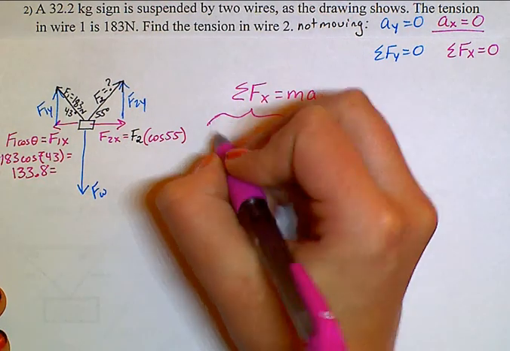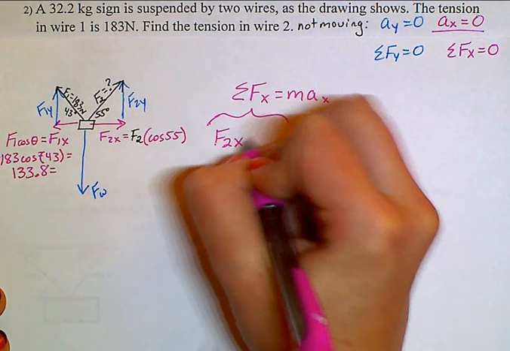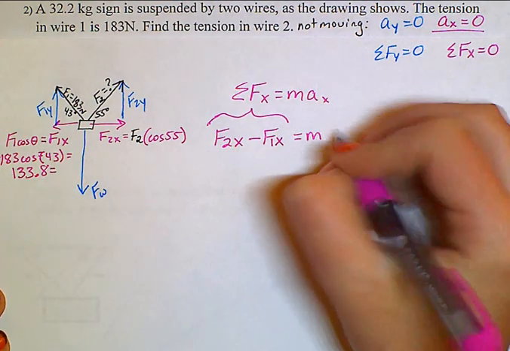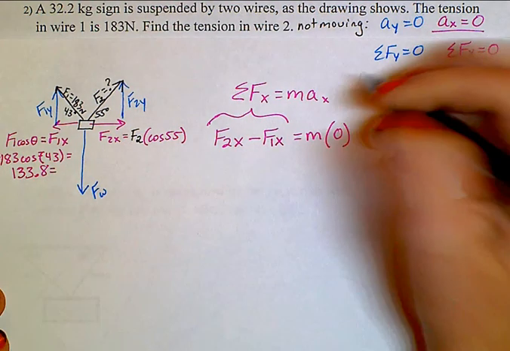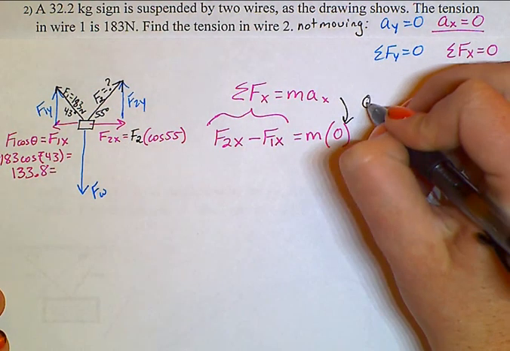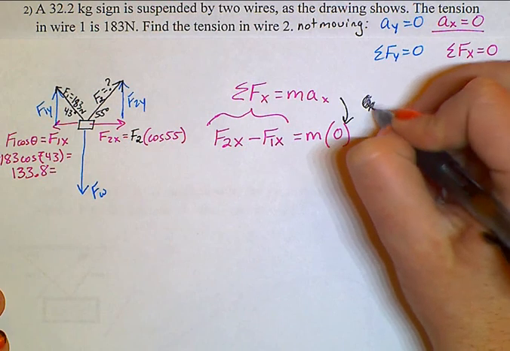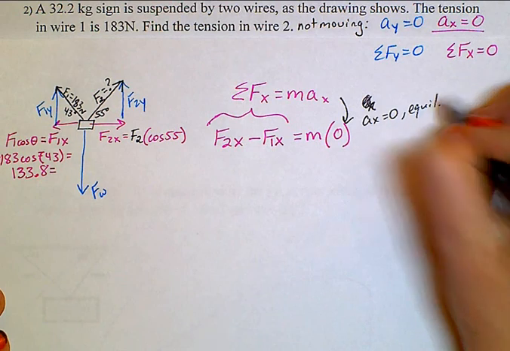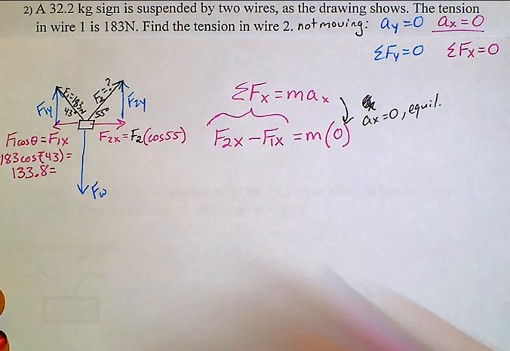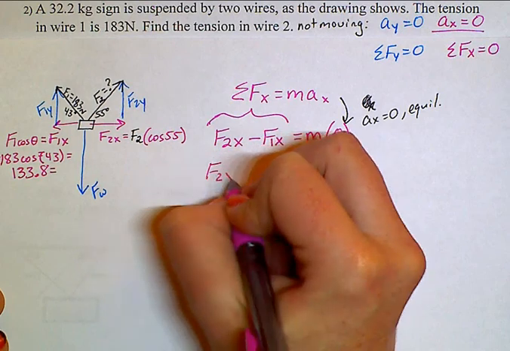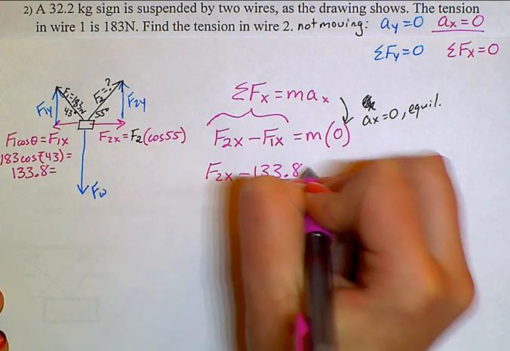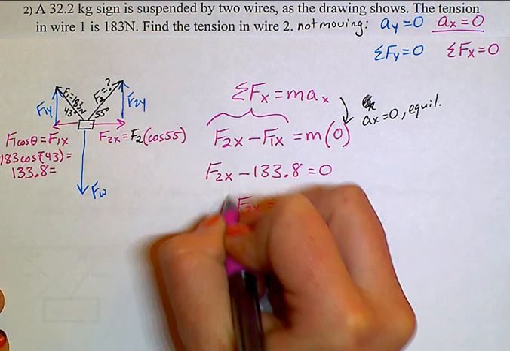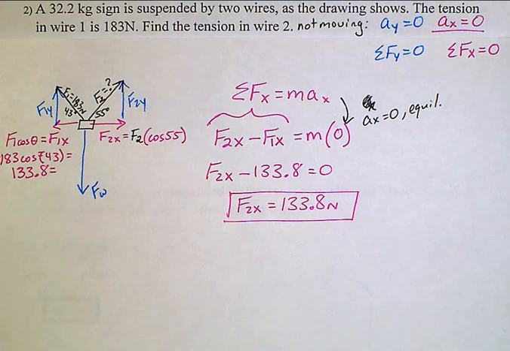I have F2x that's forward and minus F1x that's backwards equals m times 0. And again, this is specific to this problem, that ax equals 0 because it's not accelerating, because it's an equilibrium. So I've got F2x minus 133.8 equals 0, or F2x has to equal 133.8. And this is half of my answer. I'm halfway there. So this is just the x portion.